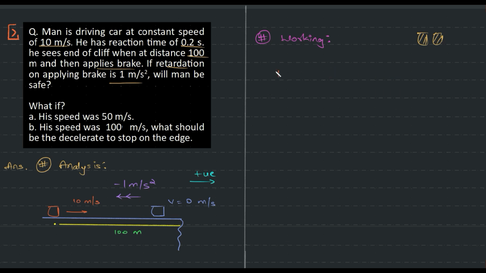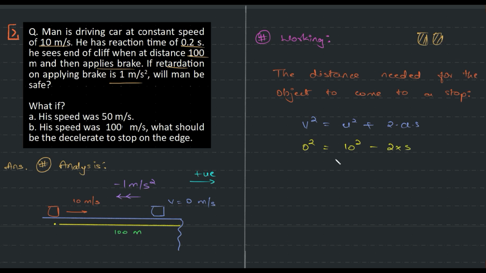So let's start with the distance needed for the object to come to a stop. We can calculate with the help of this. So this is 0 squared, u is 10 squared, plus, so this is minus 2 into s. So this is 50 meters.